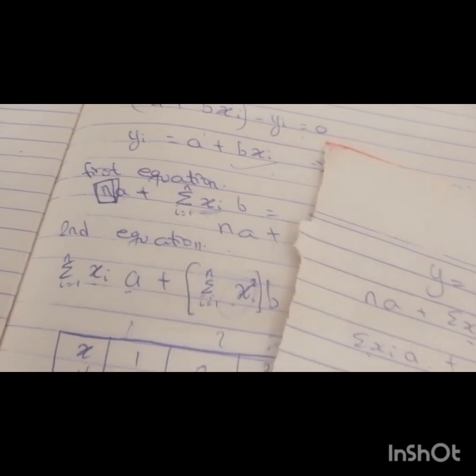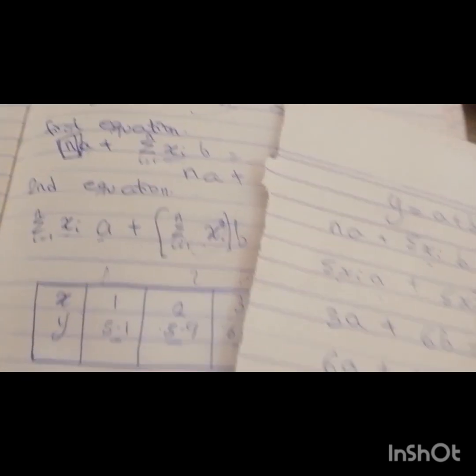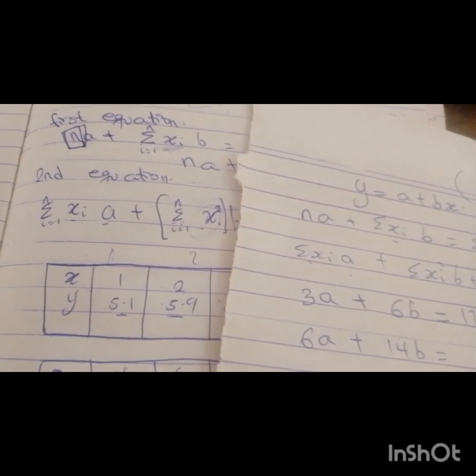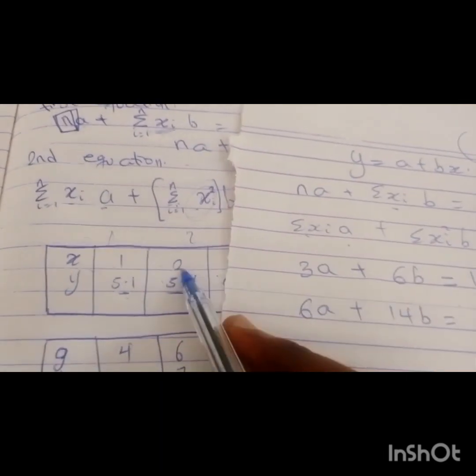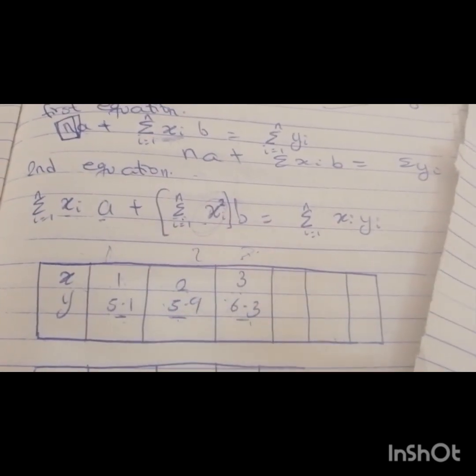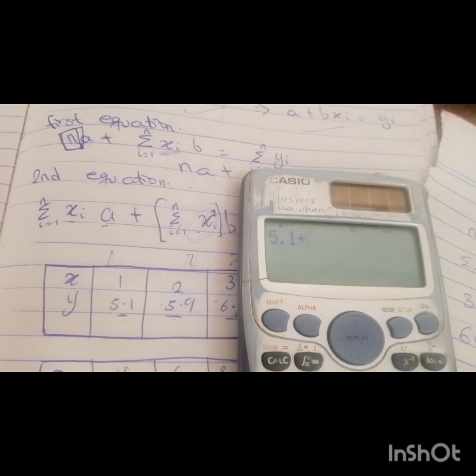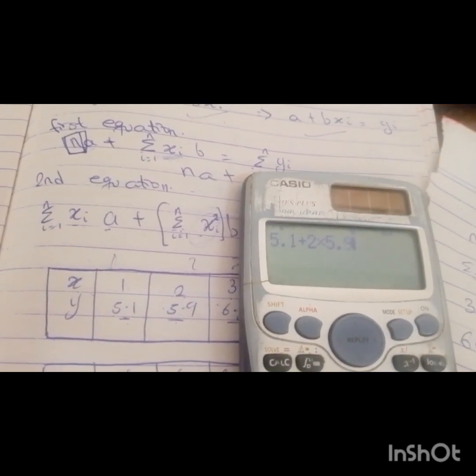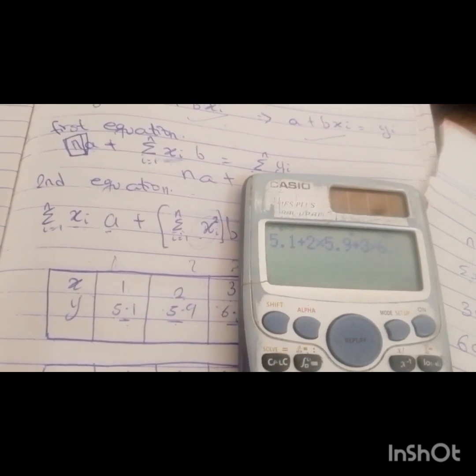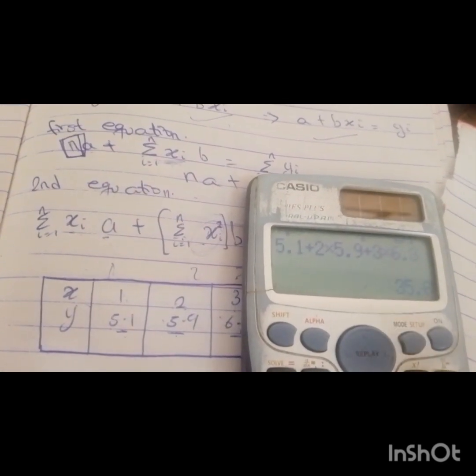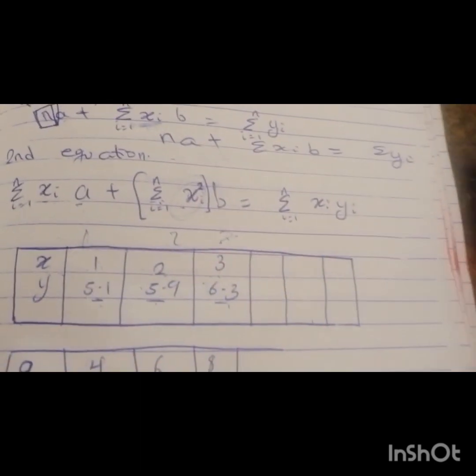Next, summation of xi yi. Over here, that would be this times this, plus this times this, plus this times this. So we have 5.1 plus 2 times 5.9 plus 3 times 6.3, and then we have 35.8.